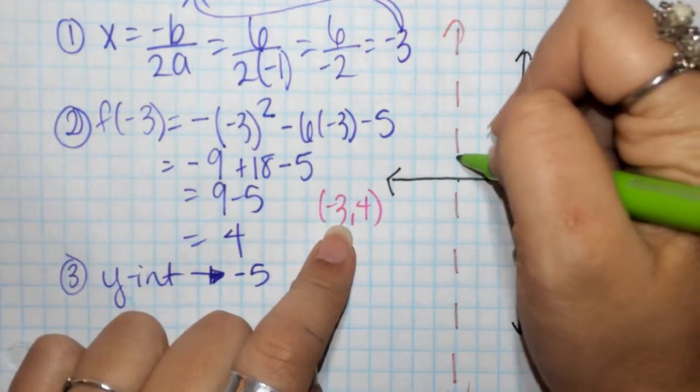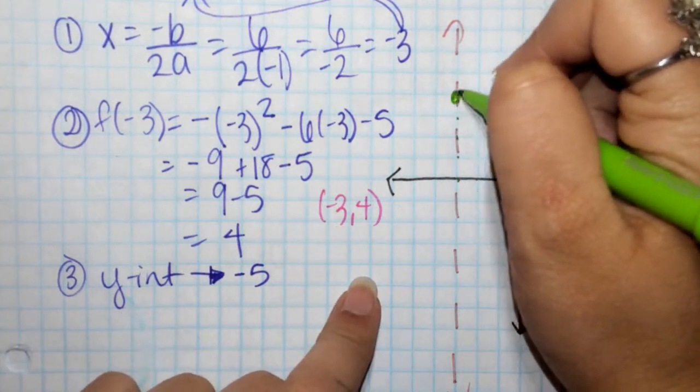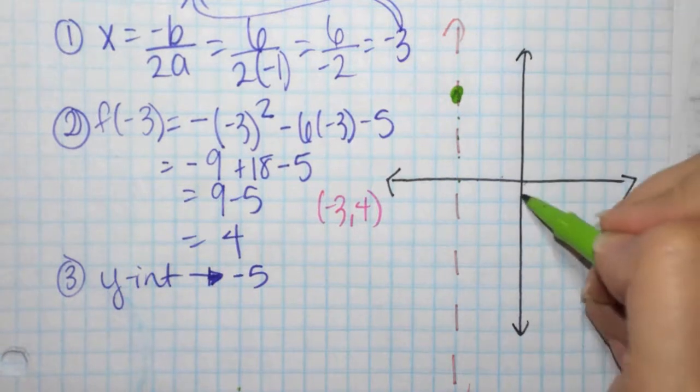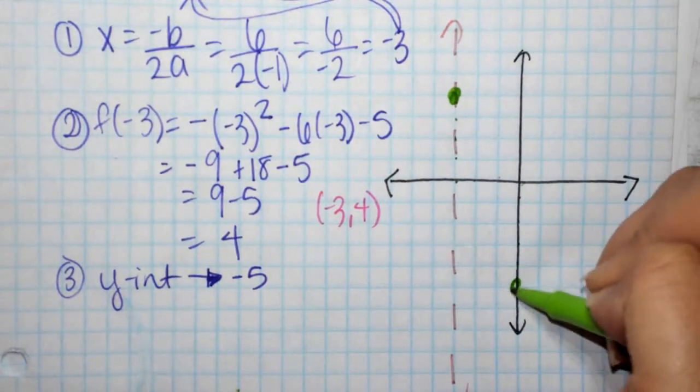Alright. So now plot this. You go left 3, up 1, 2, 3, 4. And then what's my y-intercept? -5. That's a long way.